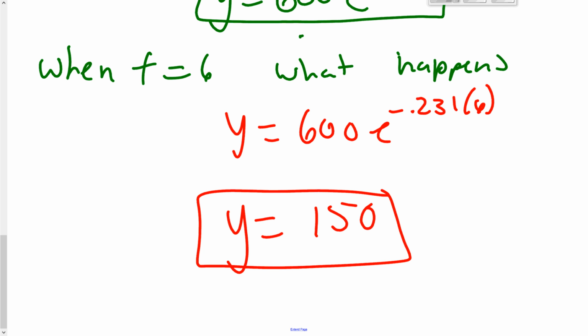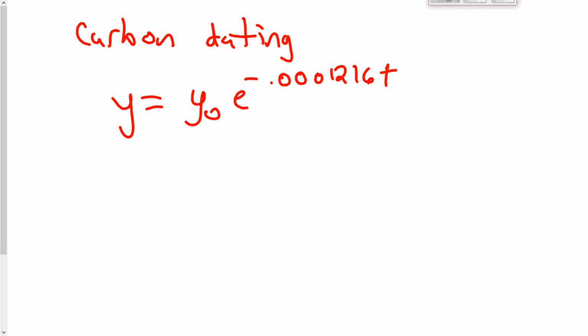We can also look at carbon dating and similar things to figure out the half-life equation for carbon 14, which is given here. So carbon 14, carbon dating, here's your equation, right? So with your initial amount, we can find the time for carbon 14. How long does a half-life take? So what's the half-life for carbon 14?